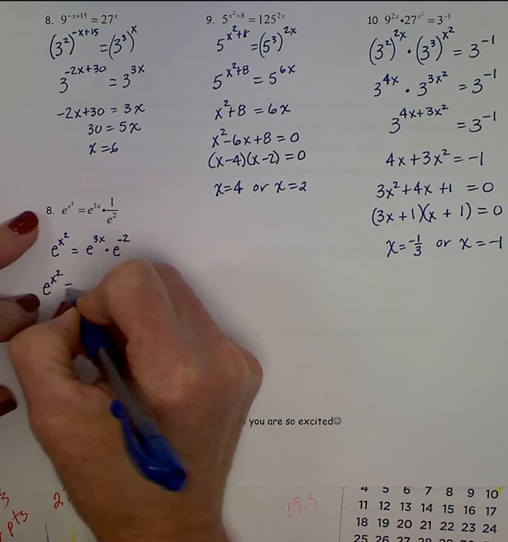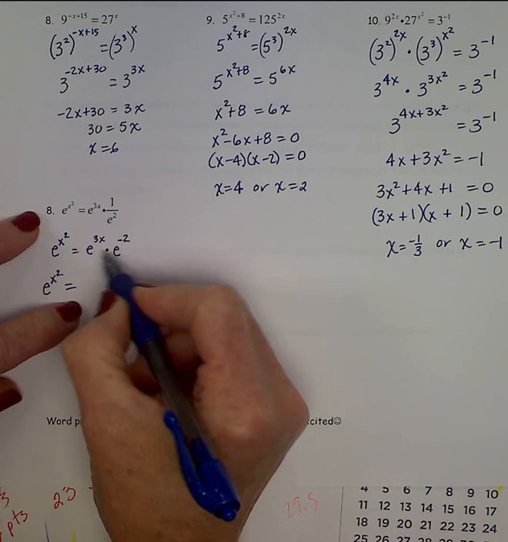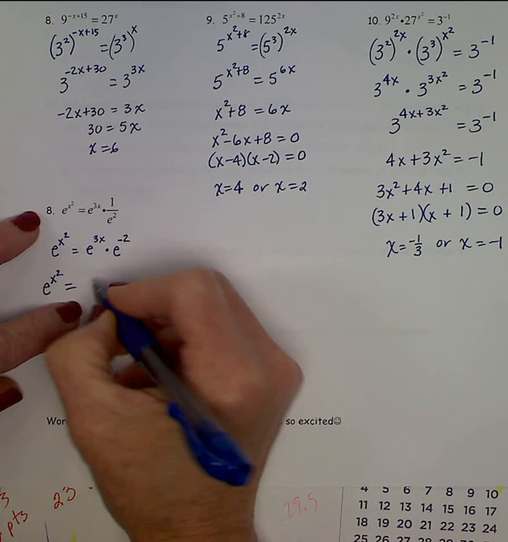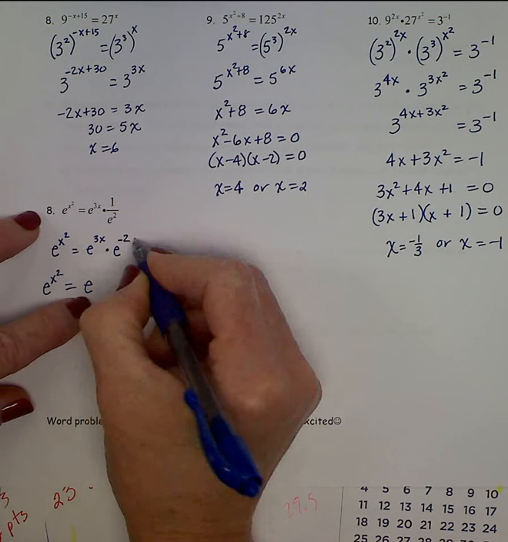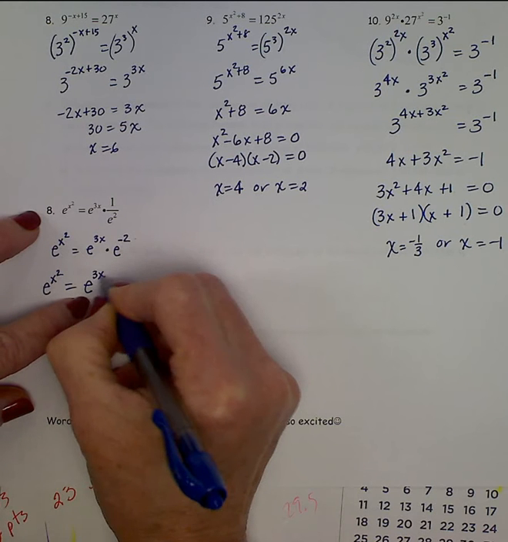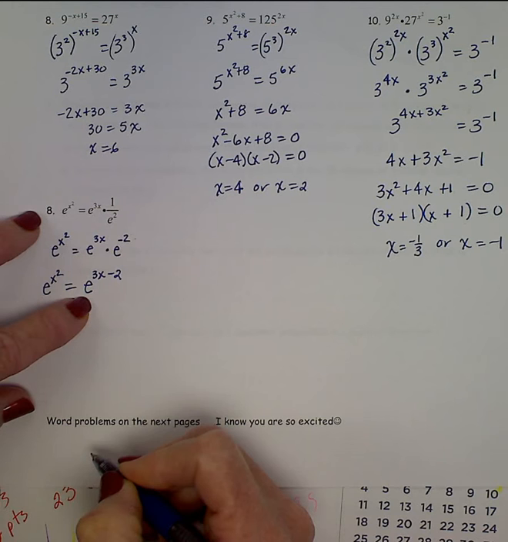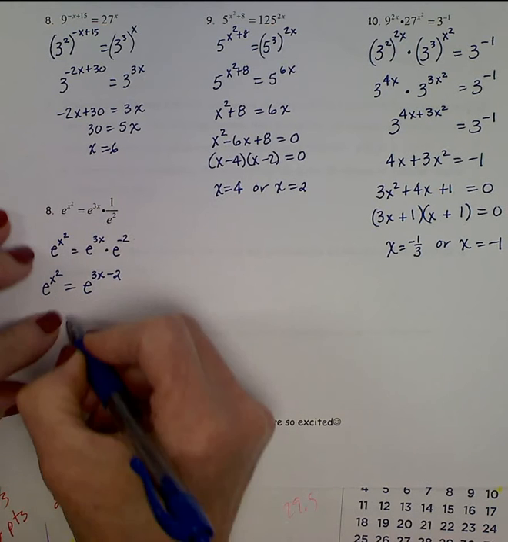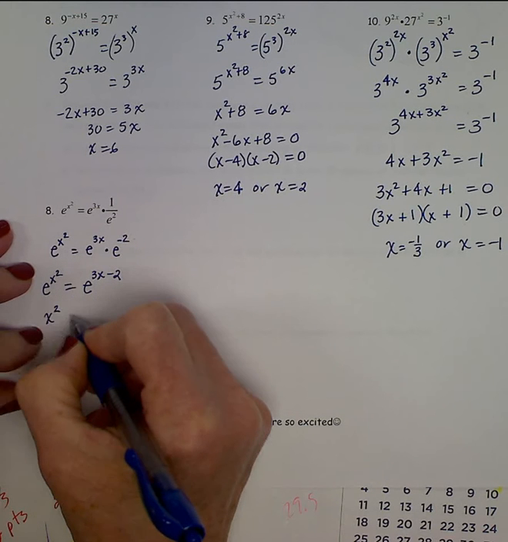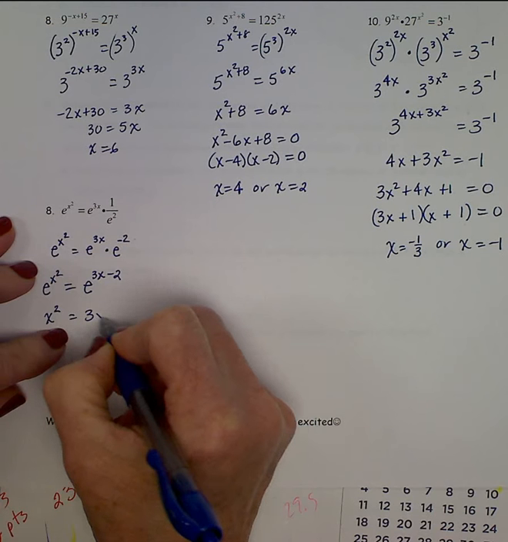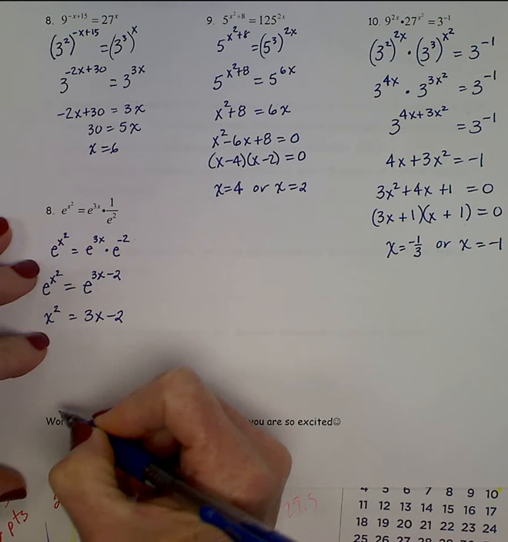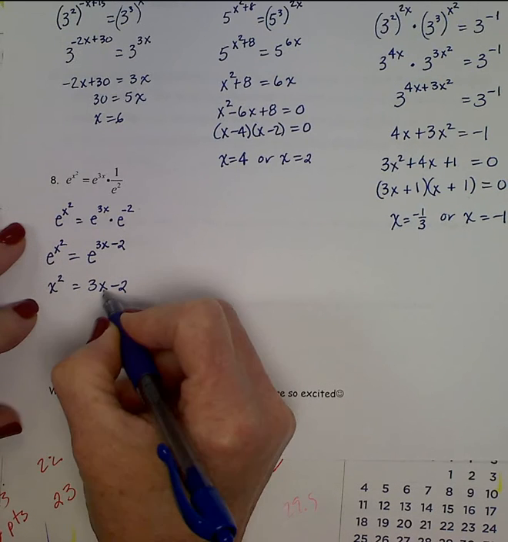Now we're just like the last problem. We're multiplying things with exponents. So we leave the base the same, add the exponents. And then we have the exponents, x squared equals 3x minus 2. Pull this 3x over and that 2.